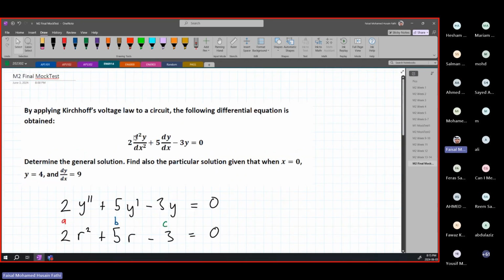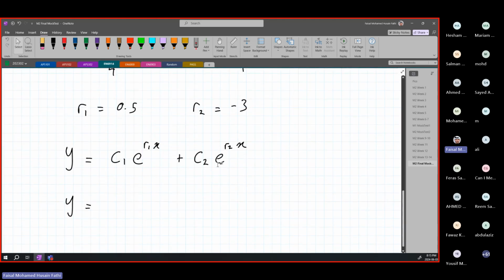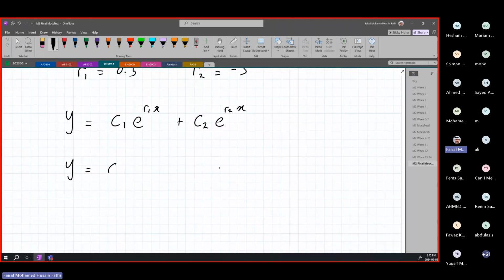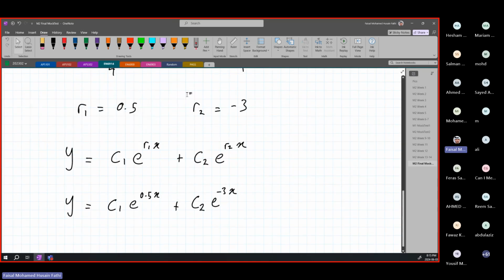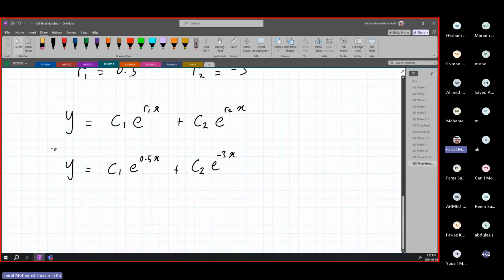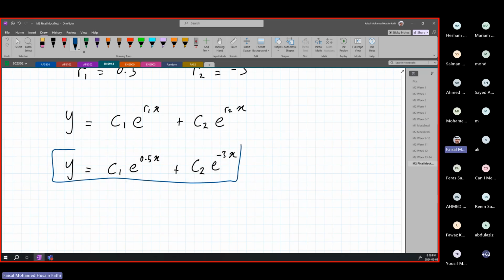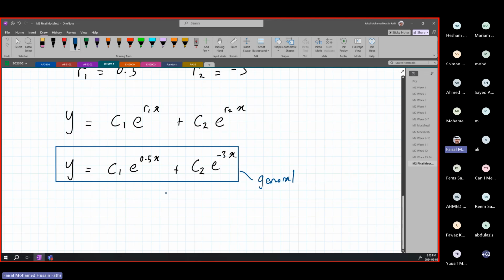This question was given in dy by dx form, so we keep it in y and x. It's going to be c1 e to the power of R1, which is 0.5 x, plus c2 e to the power of negative 3 x. Again, it doesn't matter if you chose this as your R1 or this as your R2. You just have to put them in your general solution. But once you put them in your general solution, that will be your final solution, so you cannot swap them around afterwards. All right. So once you plug it in, this will be now your general solution.